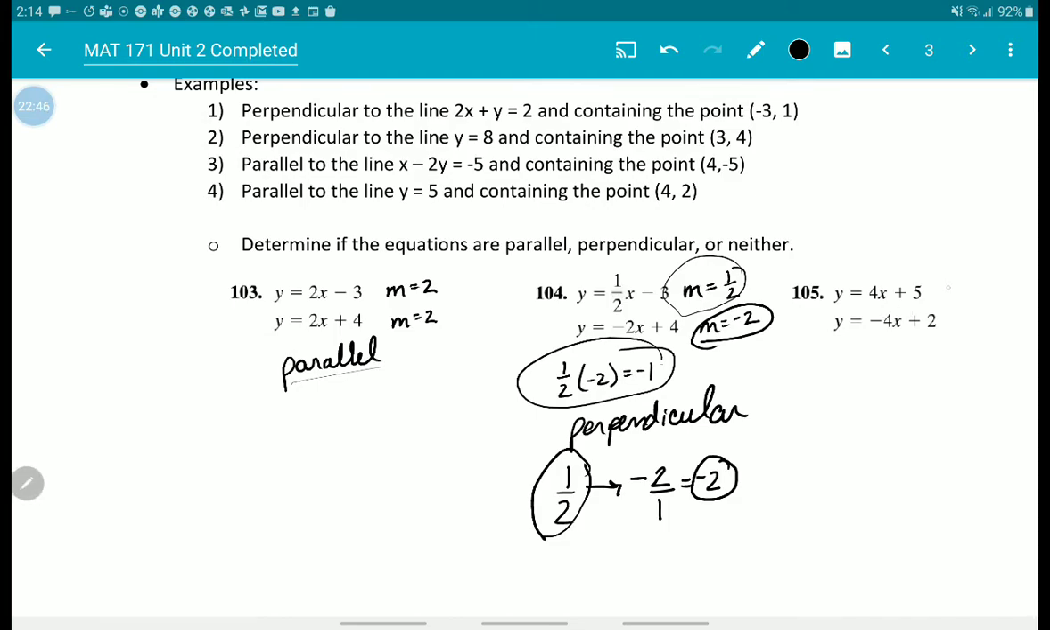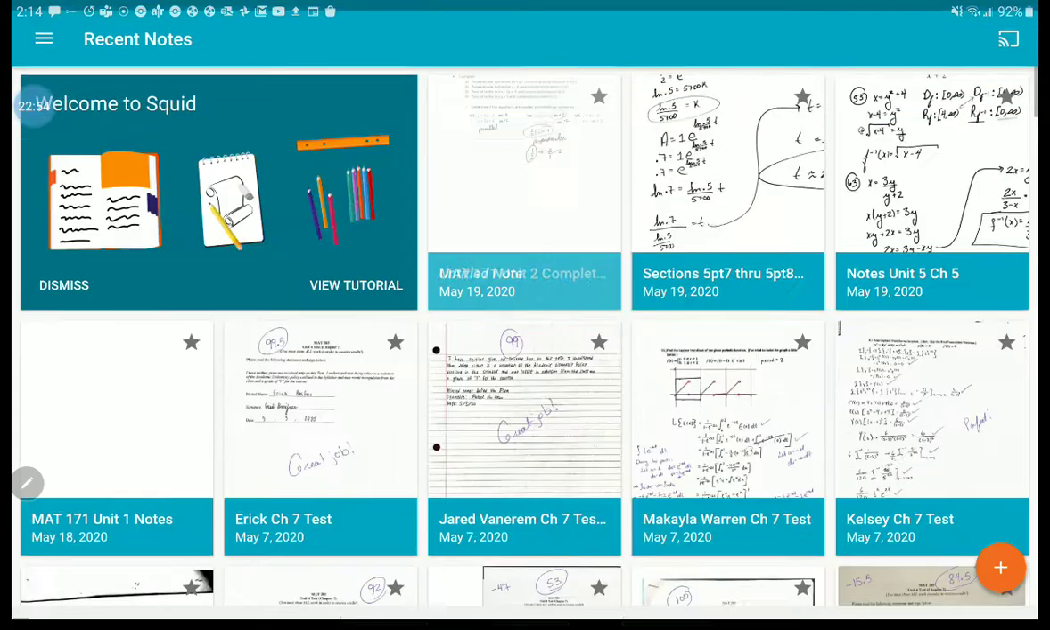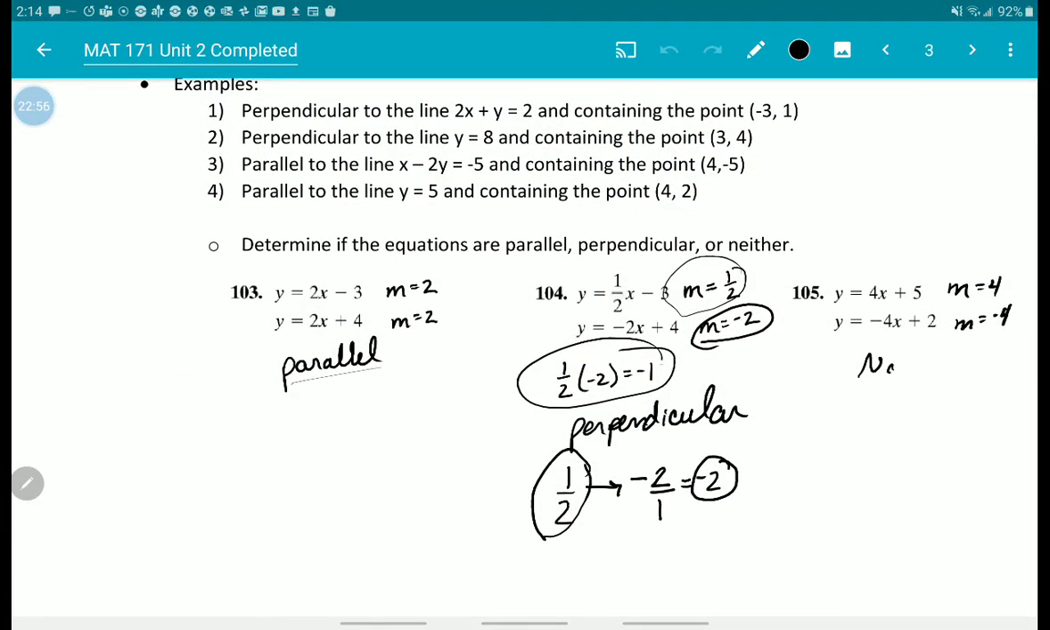Now, if we look at this one, the slope of the first line is 4. The second one is -4. So they're not the same, so we know they are not parallel. Now, they're also not negative reciprocals of each other. Let's try that multiplication method like we did on the last one. If we multiply those together, we get -16, and that's not -1. So they are not perpendicular. If they're not parallel and they're not perpendicular, then these guys are neither.